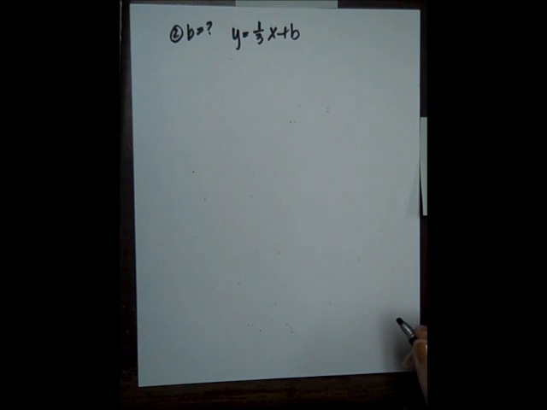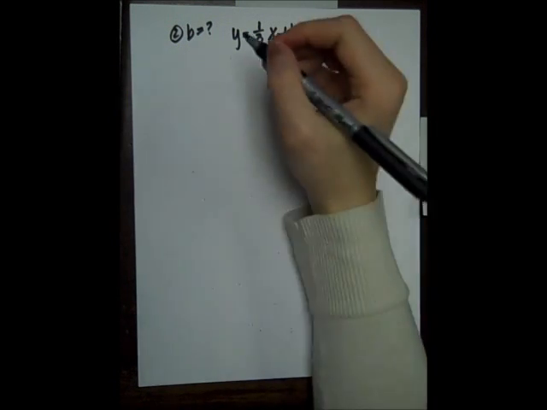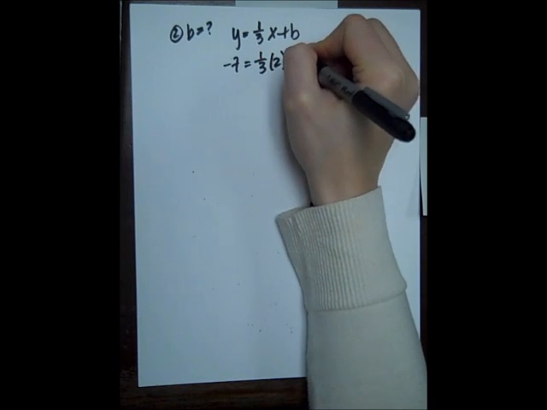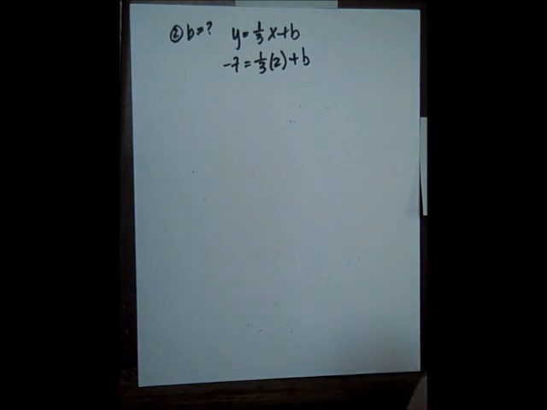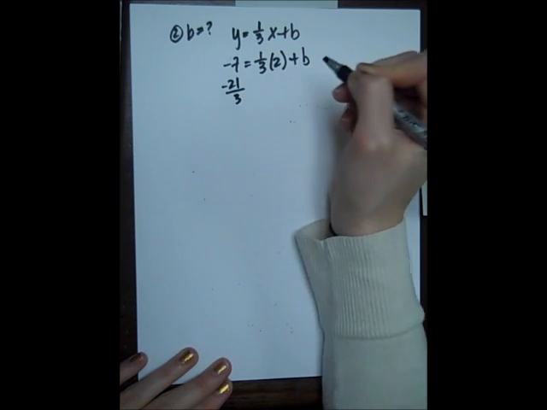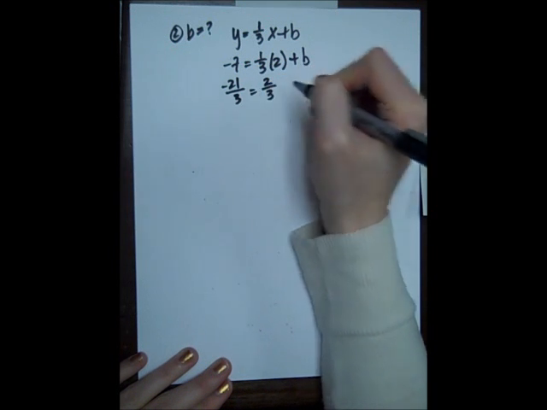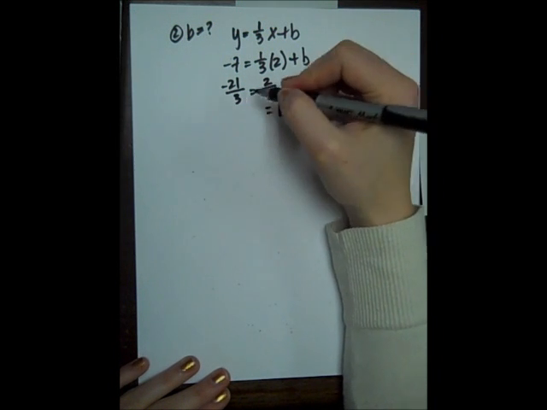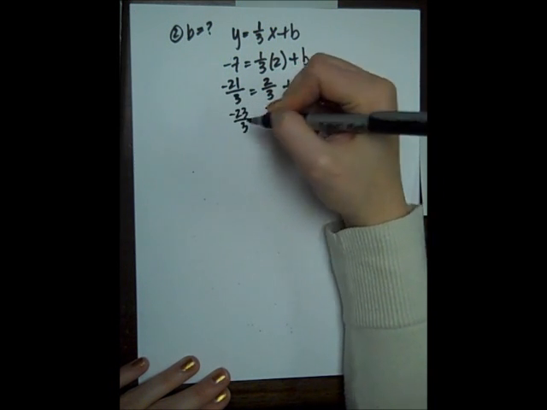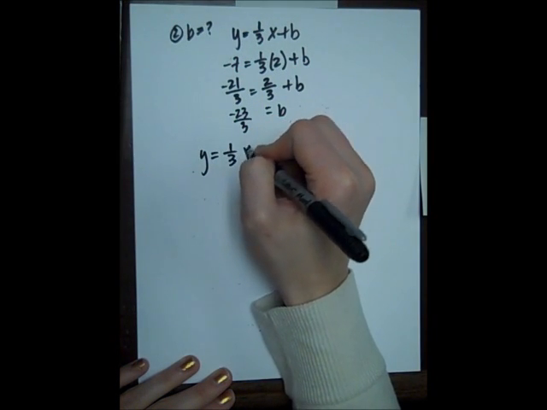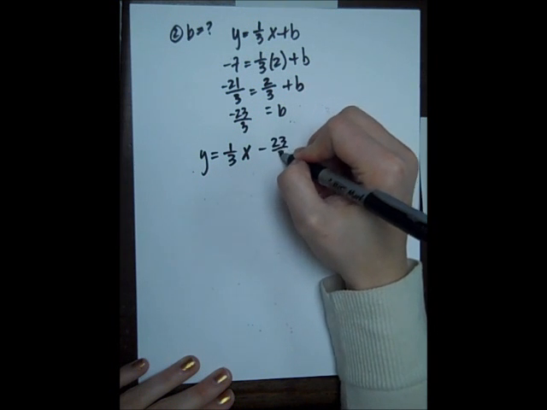So I'll use the point that was given. The point that was given was (2, -7). That means that when x is 2, y is -7. So -7 is 1/3 times 2 plus b. Now let's see. -7 in terms of thirds is -21 thirds. Multiply, I get 2/3 there, plus b. Now subtract 2/3 from both sides, so I'll get -23 thirds. Which tells me the equation of my line is 1/3 x, that was my m, minus 23 thirds, that was my b.